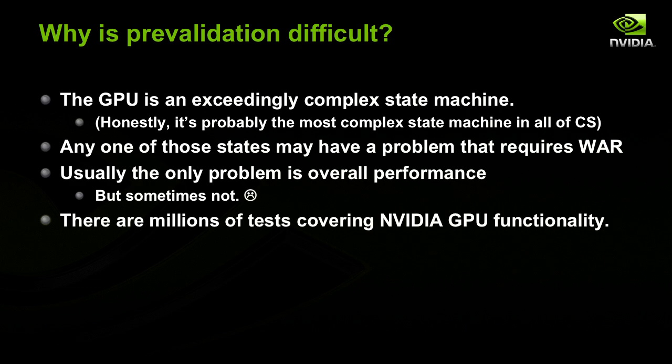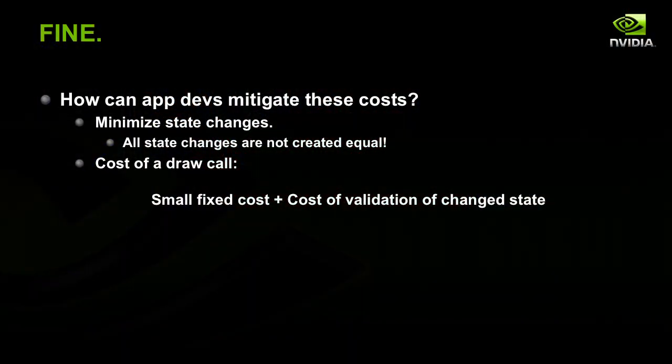And this sort of all comes from the fact that basically, speed and power savings on the GPU come from fixed function hardware. But fixed function hardware means the GPU is rigid. It's not general purpose, and it's hard to say, oh, I'll fix this in software. All right, so it's fine. Maybe you buy my premise that pre-validation can be hard. Let's assume you do. So how can app devs mitigate these costs?